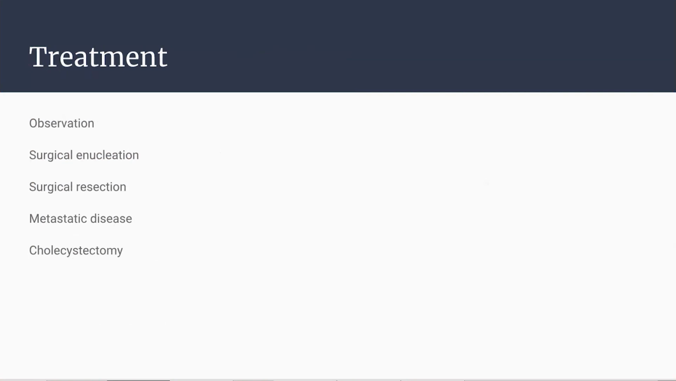These operations include a pancreaticoduodenectomy for those tumors in the head of the pancreas, a distal pancreatectomy for those in the body and tail, and also a central pancreatectomy for those located at the neck of the pancreas.